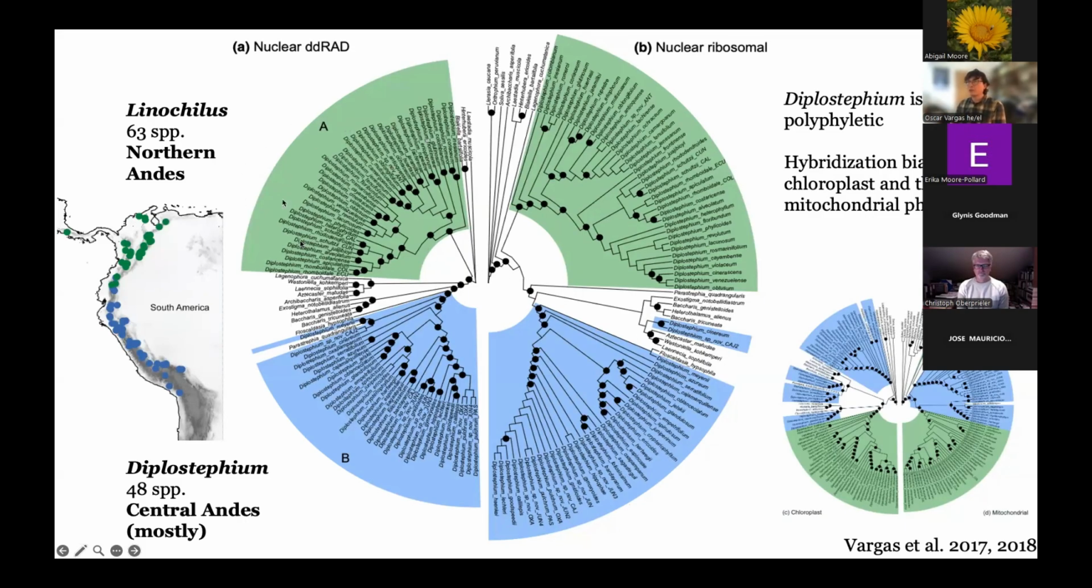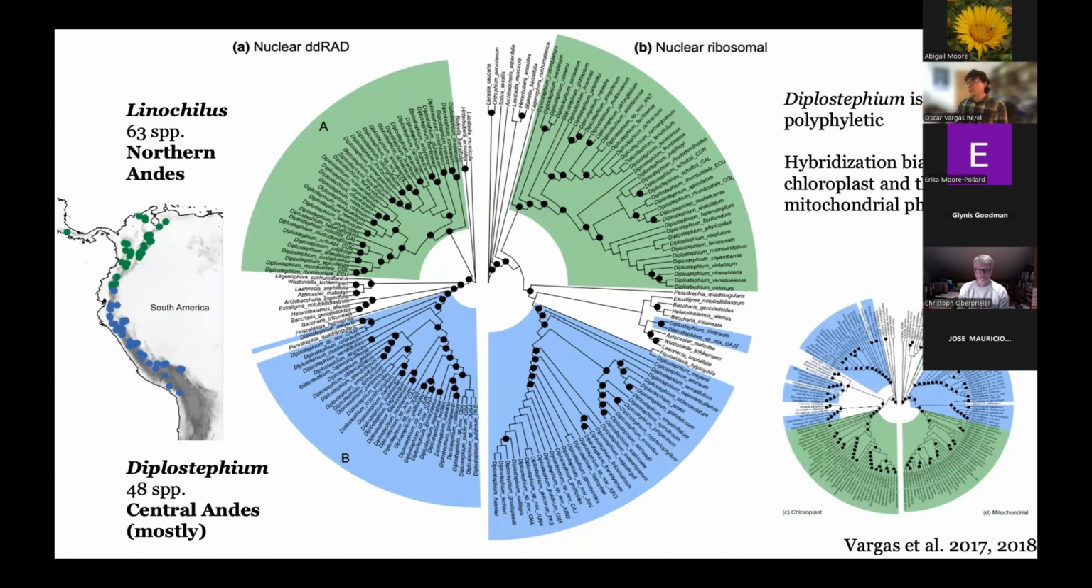And we have a main group, a main clade that I call here A, which is in green. That makes a lot of sense with biogeography. This is the group that is mostly found in the northern Andes, so Colombia, Venezuela, and Ecuador. And then we have this other clade, clade B, that is mostly found in the central Andes, but it also reaches to Ecuador. So these two clades actually overlap in Ecuador and a little bit in Colombia.